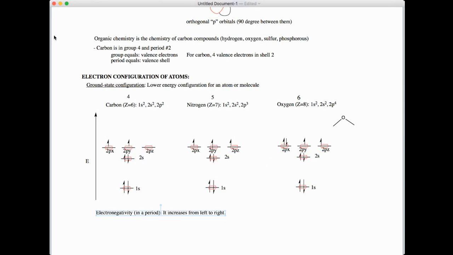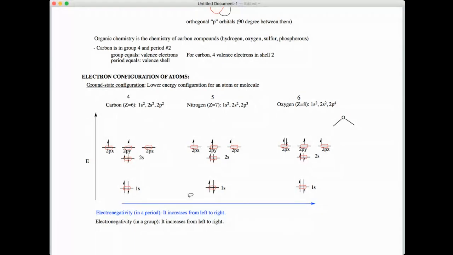And what happens now with electronegativity in a group? Can you just repeat what you just said like 5 seconds ago? Yes. So in a period, we go from left to right. So I'm going to say here, and I'm going to color code this so you guys can follow what I'm saying.